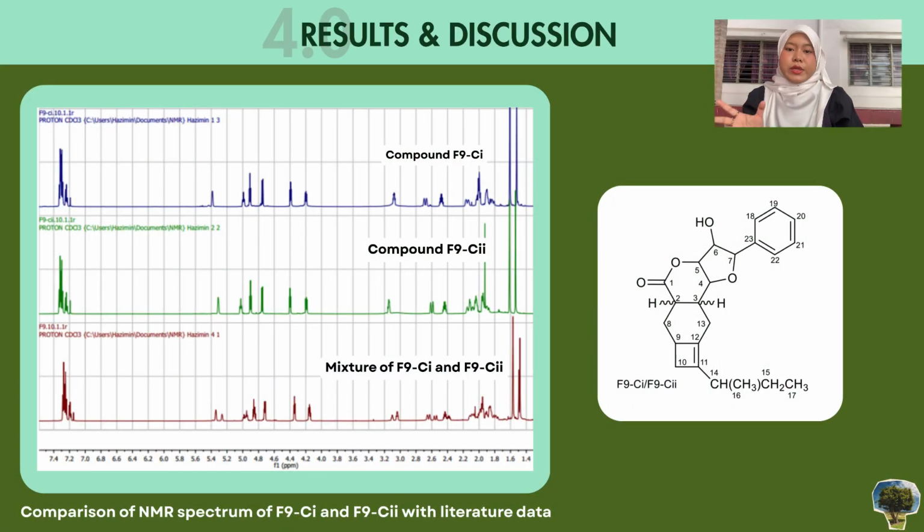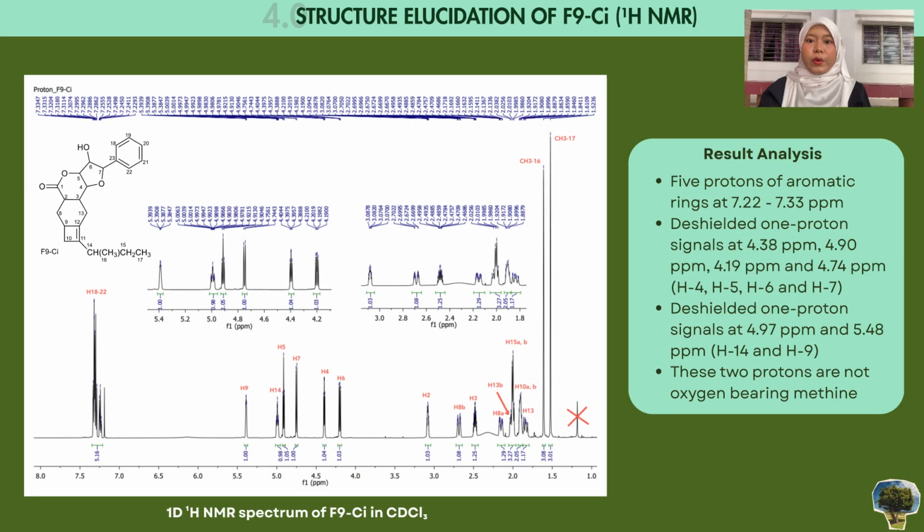So, this is the comparison for the NMR data. The bottom NMR spectrum shows the mixture of F9C1 and F9C2. And after the recycling process, the mixture will be separated into two pure compounds which will be identified as F9C1 and F9C2, which are referring to the major compounds. Now, we are going to elucidate the structure of compound F9C1.